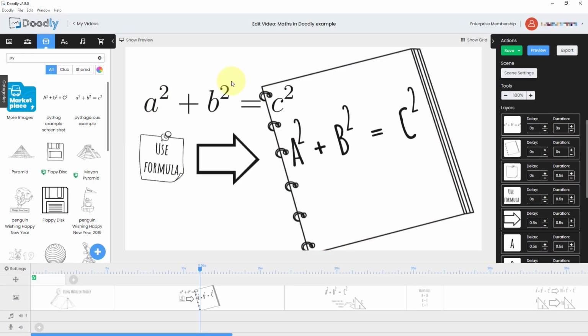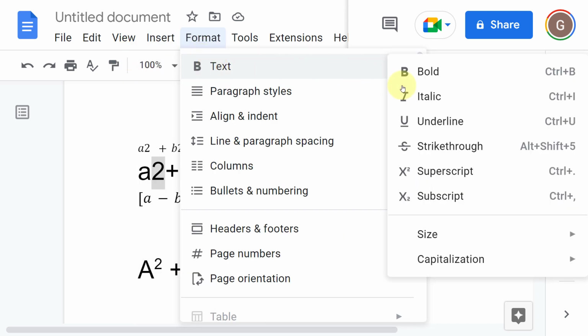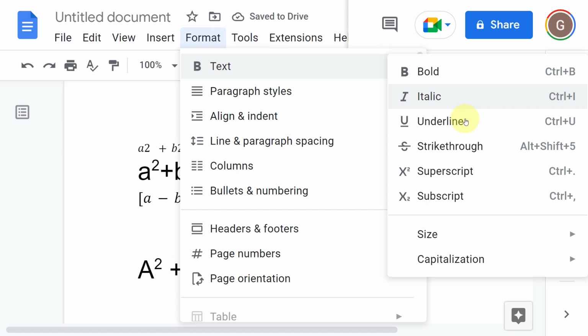There are other ways we can generate our formulas, but they follow the same pattern, and that pattern is generating them elsewhere and importing them in as an image. We could go to Google Docs and make an equation using their equation editor, or we could just type it out and use things like superscripts. Then we can take a screenshot of this and import it into Doodly. However, if we take a screenshot, we're going to get a white background. So this isn't ideal either.